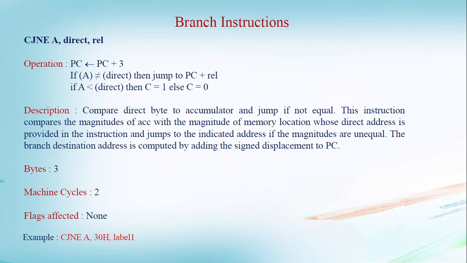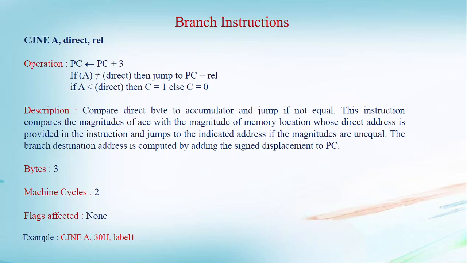This instruction compares the magnitude of the accumulator with the magnitude of the memory location whose direct address is provided in the instruction, and jumps to the indicated address if the magnitudes are unequal. The branch destination address is computed by adding the signed displacement to the PC, the program counter. It requires 3 bytes and 2 machine cycles.